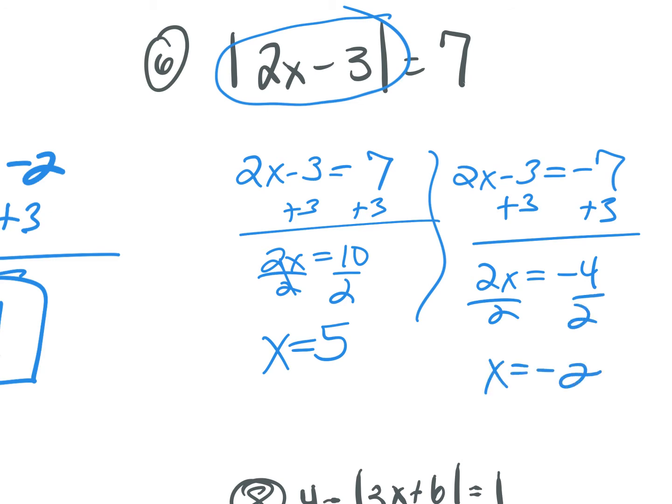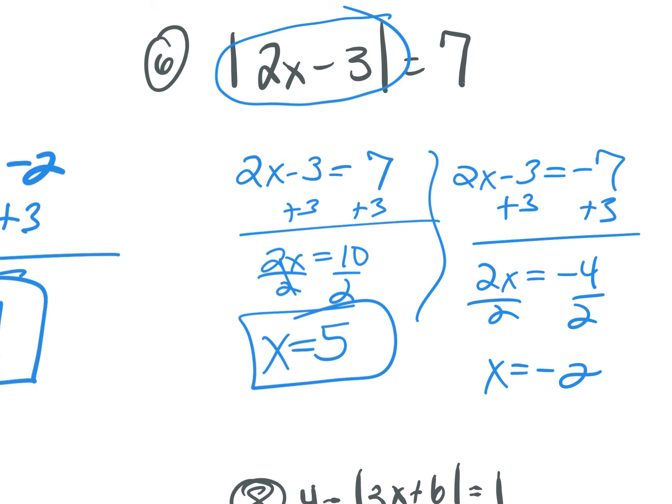All right. Now, in your brain, you guys can do this. Plug 5 back into your original. What is 2 times 5? 10 minus 3 is 7. What's the absolute value? 7. Good to go. Negative 2. What's 2 times negative 2? Negative 4 minus 3.